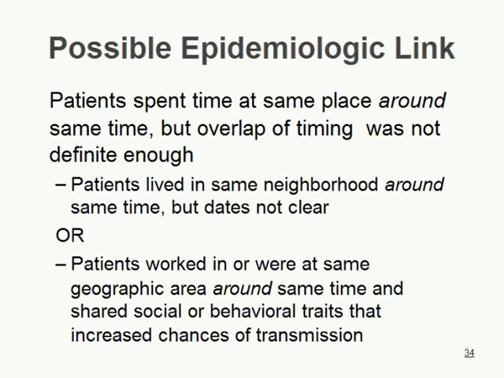A possible link is when patients spend time in the same place around the same time, but we couldn't get the overlap of time proven. Sometimes this happens if they're in the same neighborhood, but we couldn't actually prove that they were spending time together, or they were in the same homeless shelter, but the dates weren't really clear. And it could also be a geographic area. We also talk about nearest neighbor and GIS analysis. What if they just live in an area really close to another person? Or if they share social and behavioral traits at the same time that they were in that area, like substance abuse or homelessness. All these things increase the likelihood that a link exists.